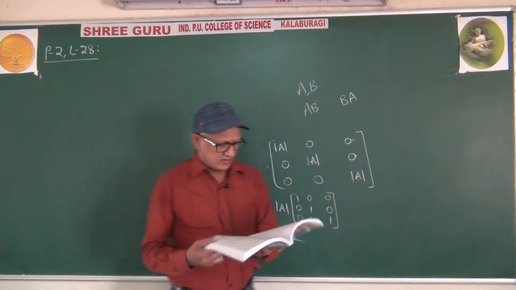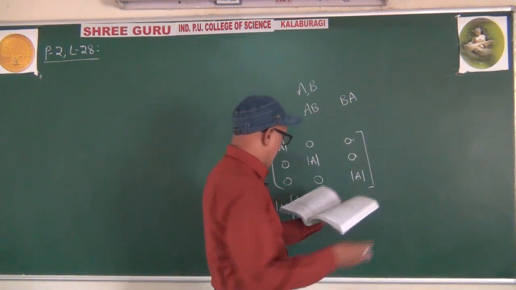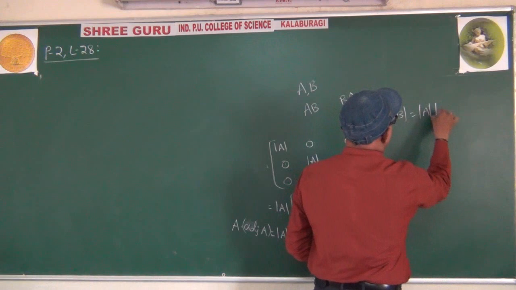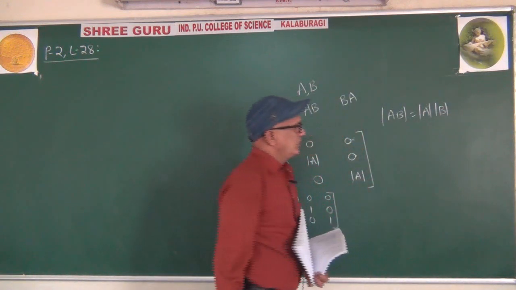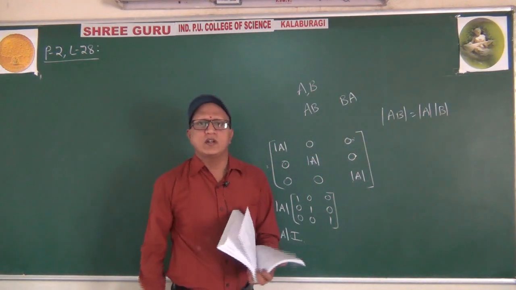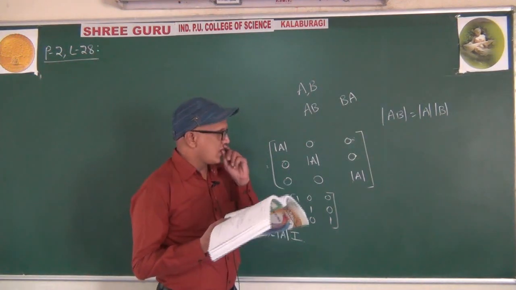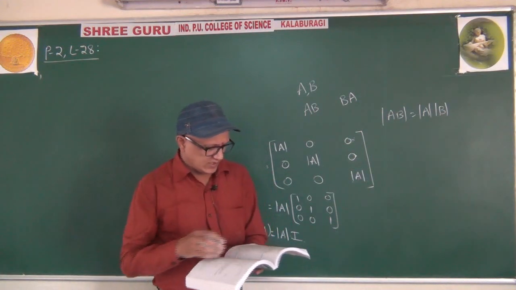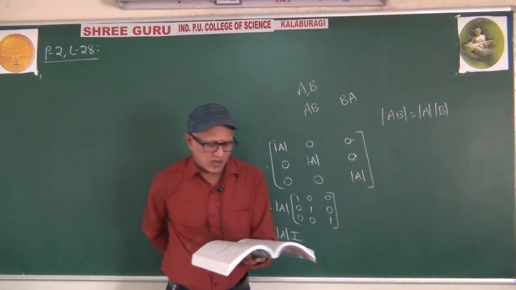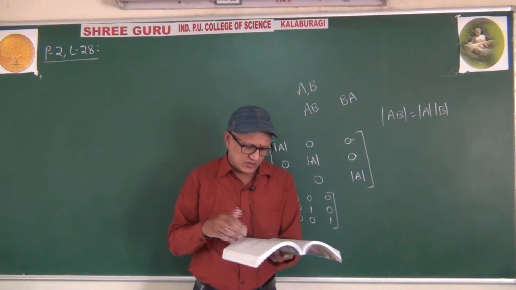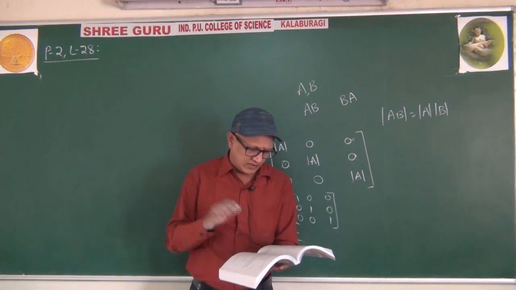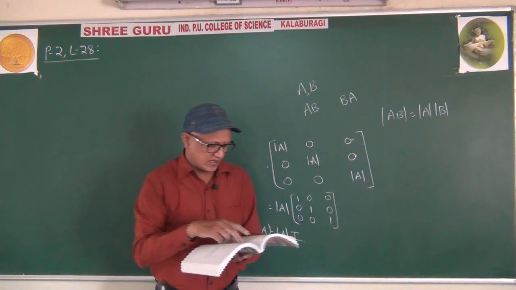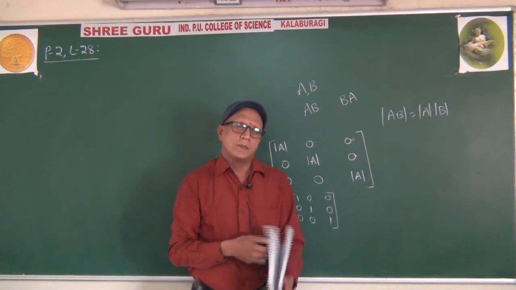Another theorem is also there, and its proof is also not given. Determinant of AB equals determinant A into determinant B. What is the theorem? The determinant of the product of matrices is equal to the product of their respective determinants, where A and B are square matrices of the same order.